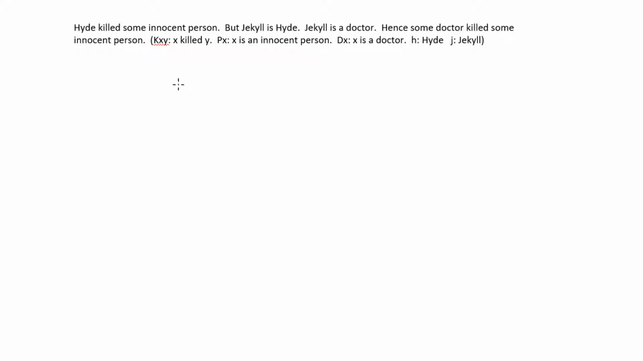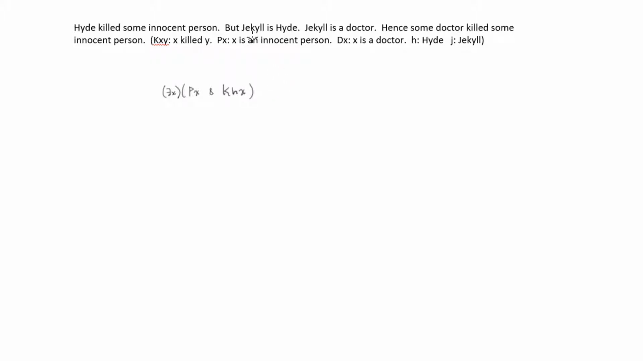The first premise is that Hyde killed some innocent person. Another way of saying that is that some innocent person was killed by Hyde. So there's an X. X is an innocent person, PX, and Hyde killed X, KHX.